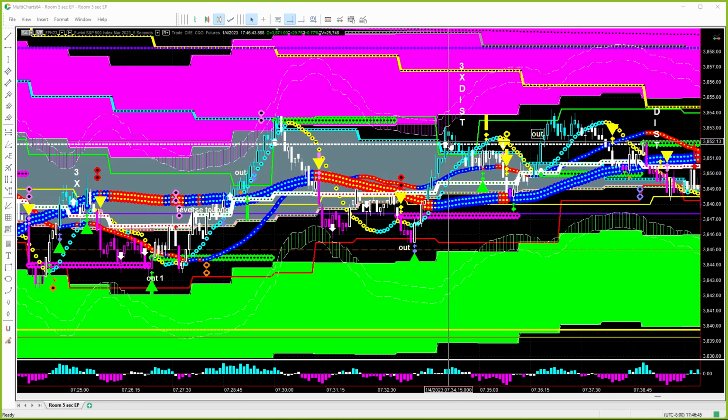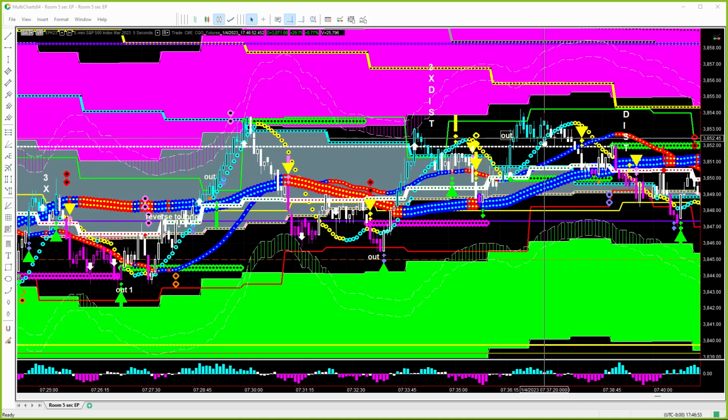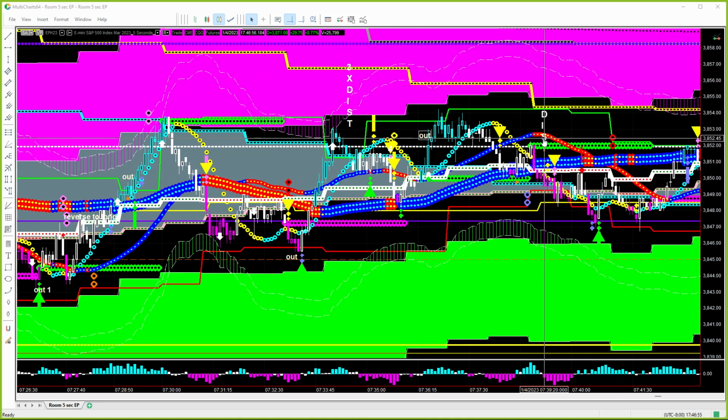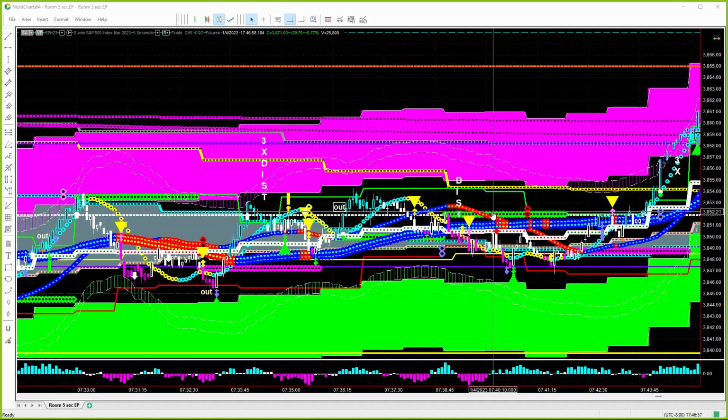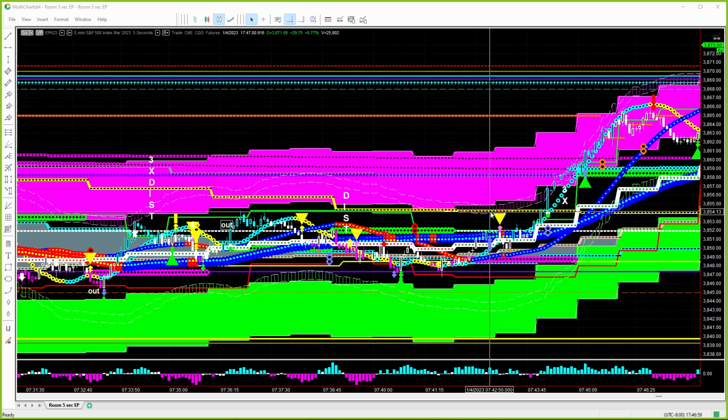Long here. Let's see. I think I added to it here. It's white on white, so it's difficult to see. And out there, and I don't remember. Let me see if I can come back to my chart a little bit.